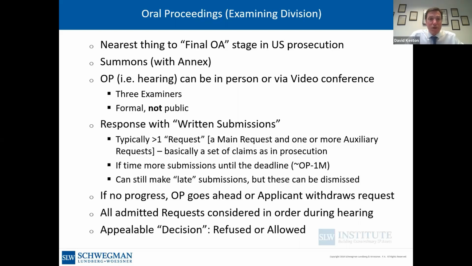I typically file a main request, which almost inevitably mirrors what we have currently got on the file, because we want to have the broadest possible scope in any set of claims that we can appeal. There's a time limit set for filing the written submissions, which is normally a month before the OP takes place, but you can still make submissions after that, generally speaking arguments rather than new sets of requests. And then again, you've got a choice.